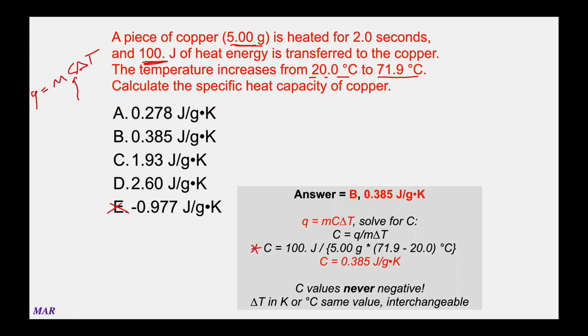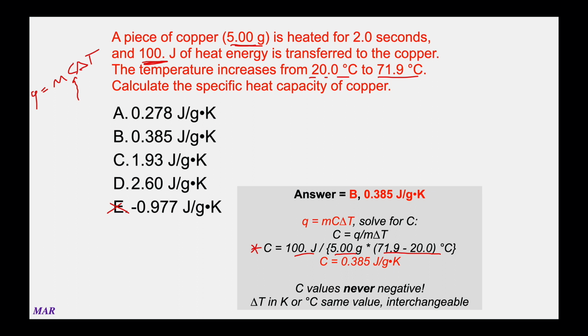Right here, you can see the steps. C equals Q divided by M delta T. 100 joules for Q, 5 grams for mass. Here's the delta T, final minus initial. Good to go. Delta T can be in Celsius or Kelvin.